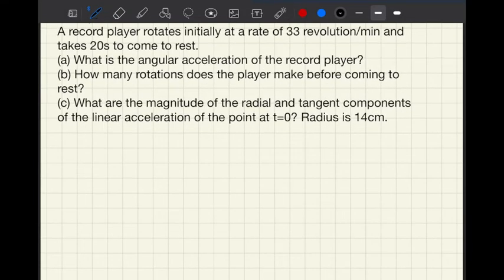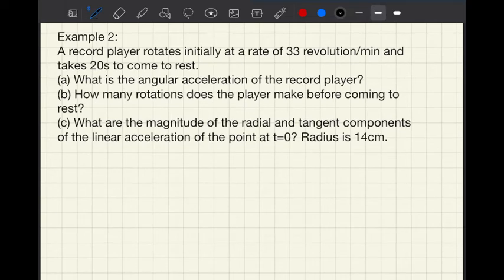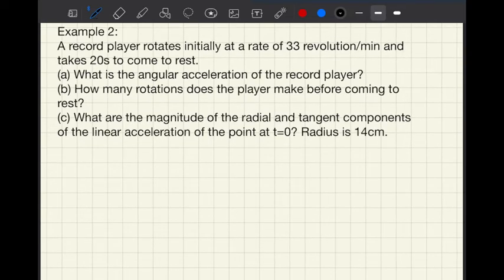Like what I said in the previous question, extract the information that you know based on the question itself. So the given information: 33 revolutions per minute, and then t equal to 20 seconds to rest.